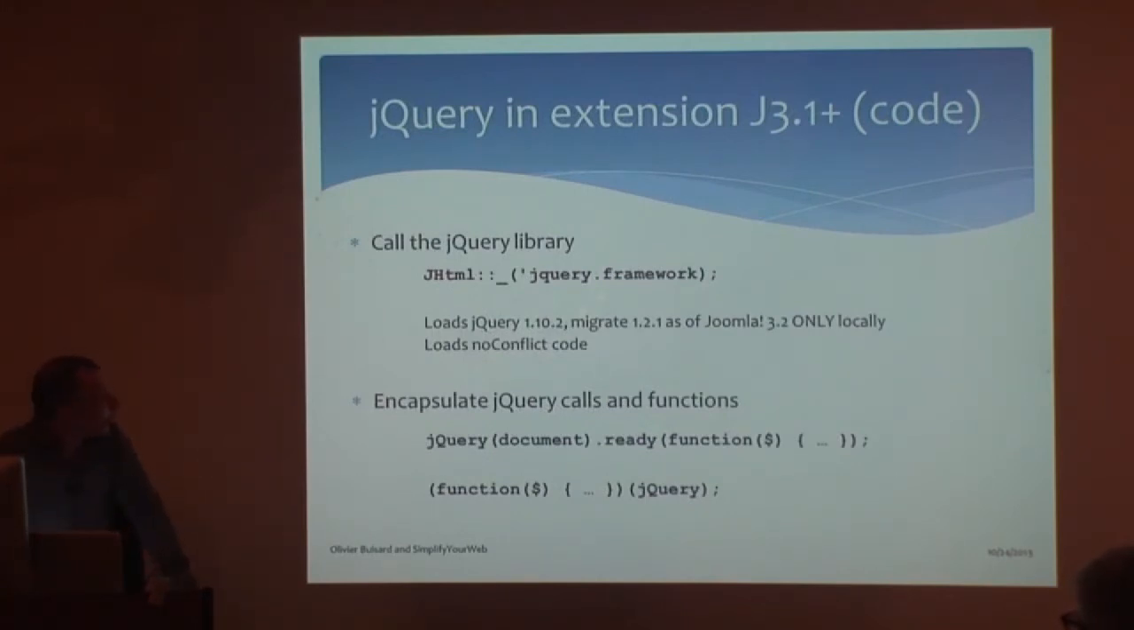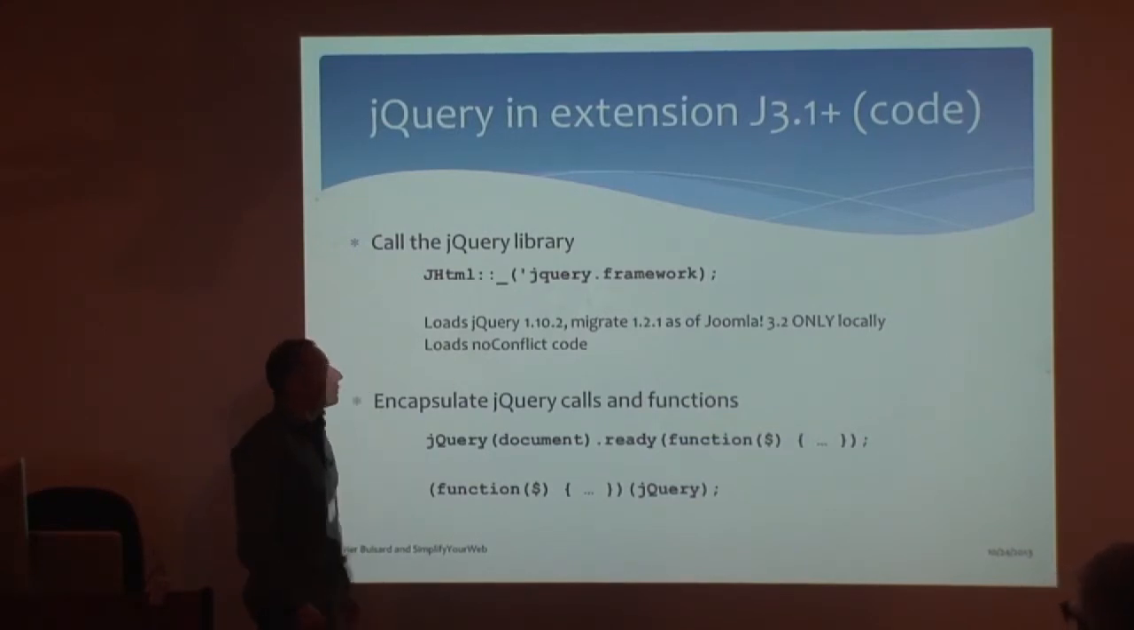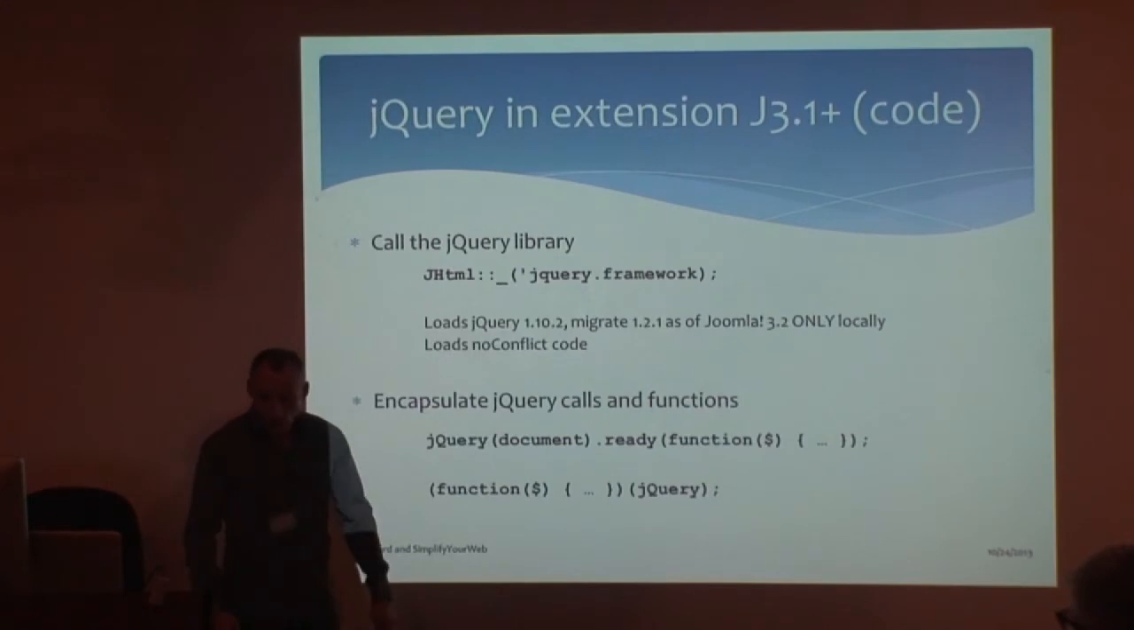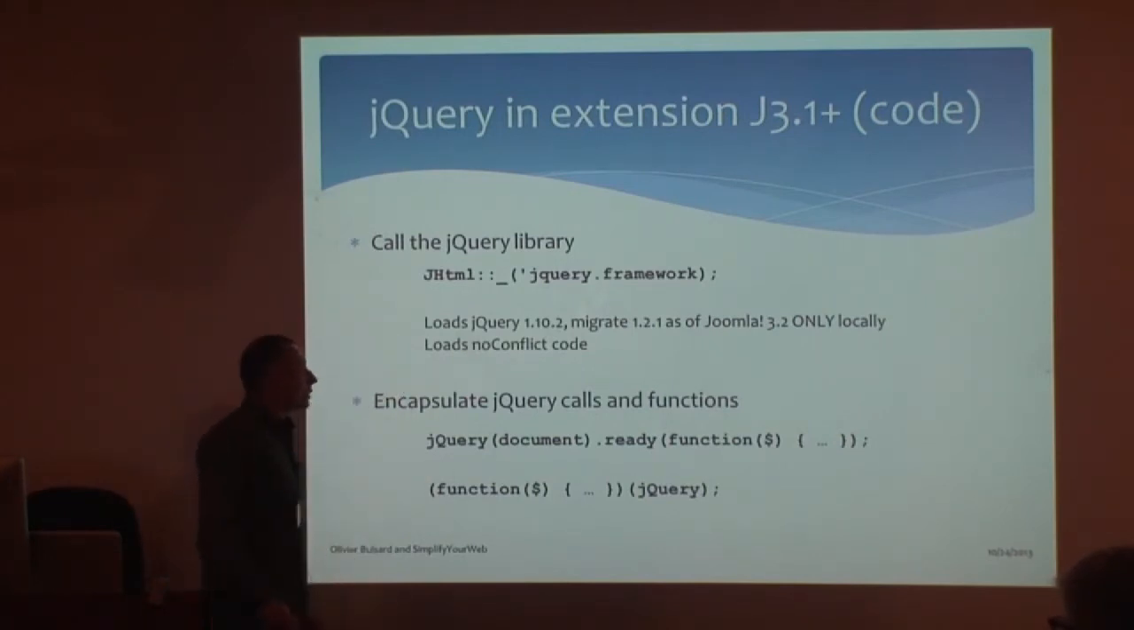In Joomla 3.1, much easier. Thank God there's something better. This line, you can put it anywhere in your code, in your module or your extension. It will load jQuery. It will add the code for no conflict. And it will actually add the migrate library starting 3.2, if you need to use 1.9 or 1.10 of jQuery. It does that only locally, but it does it only once.